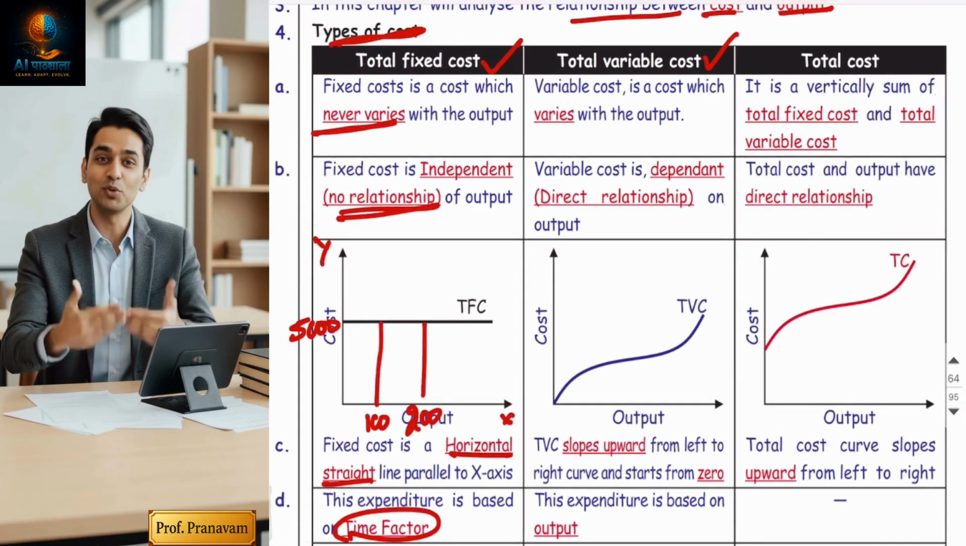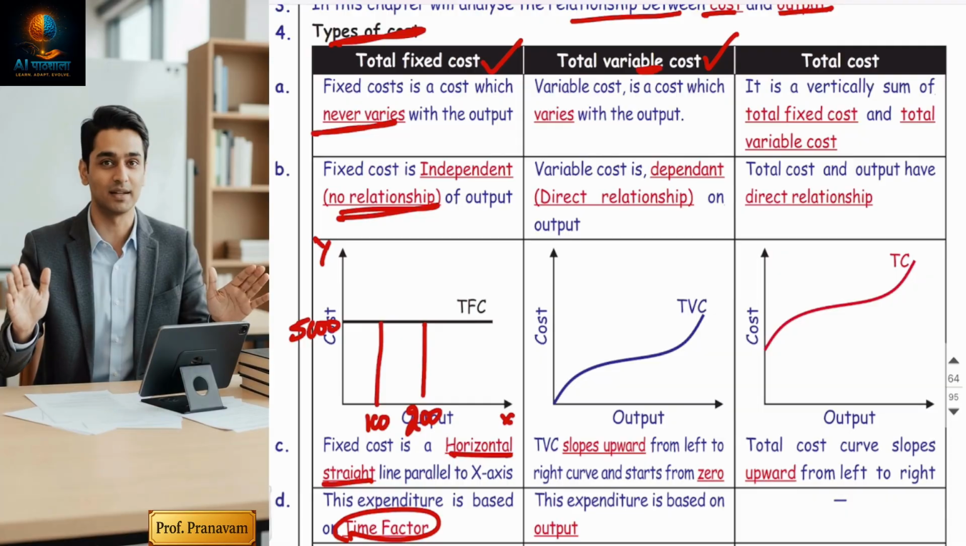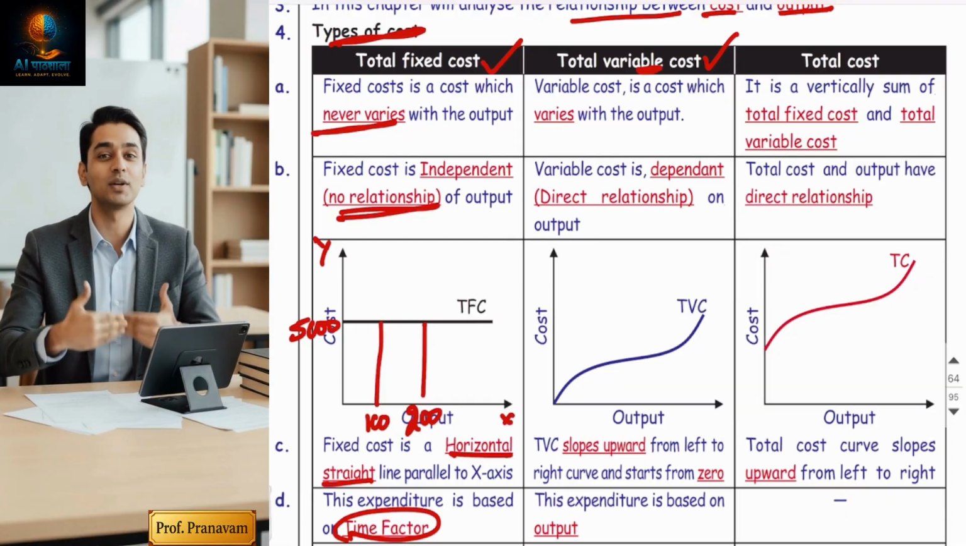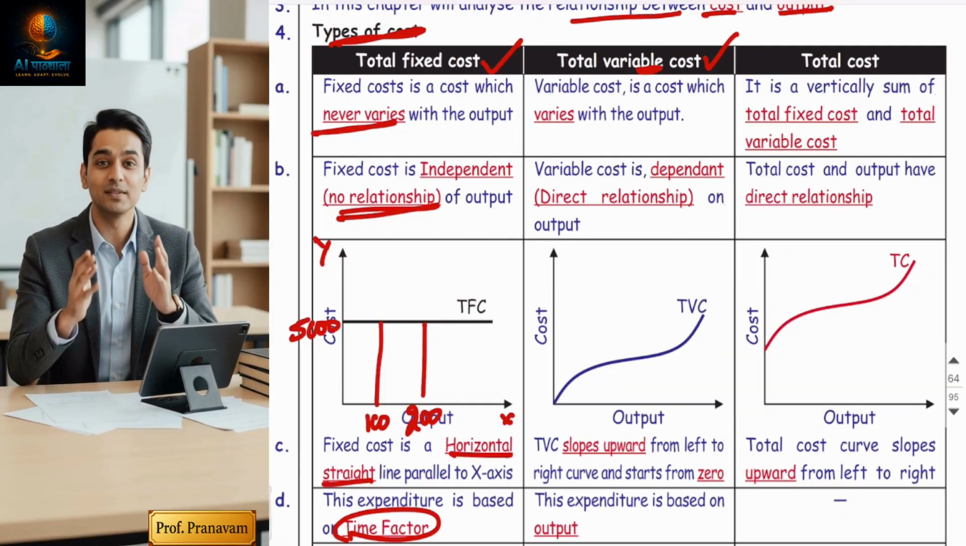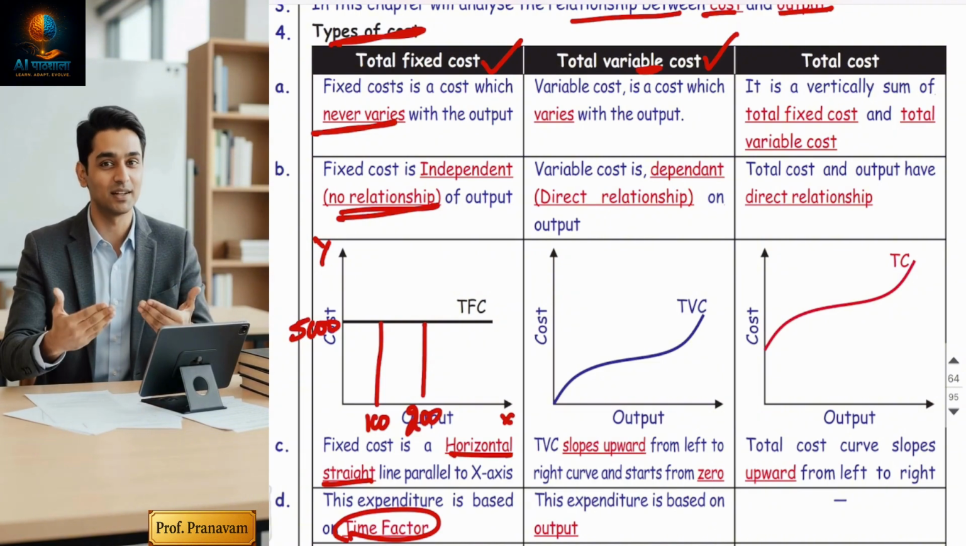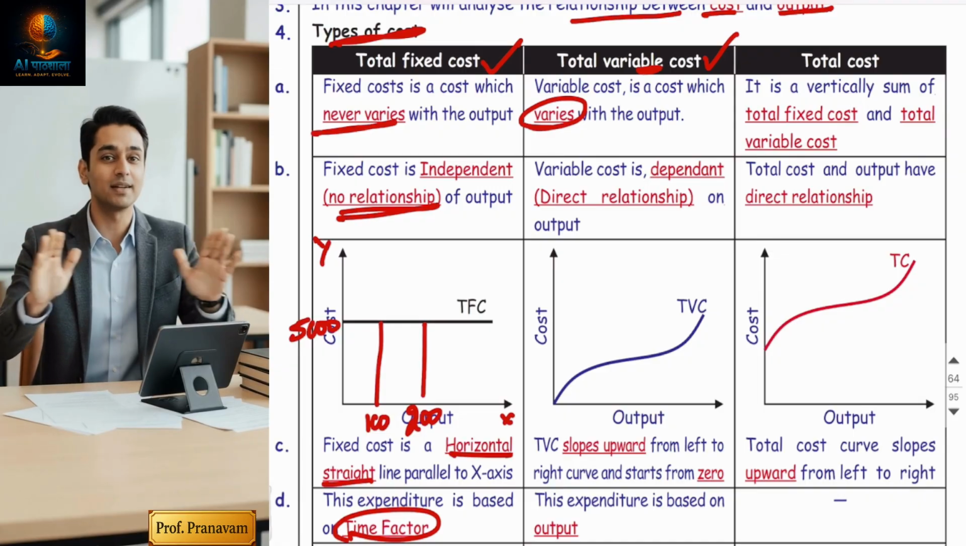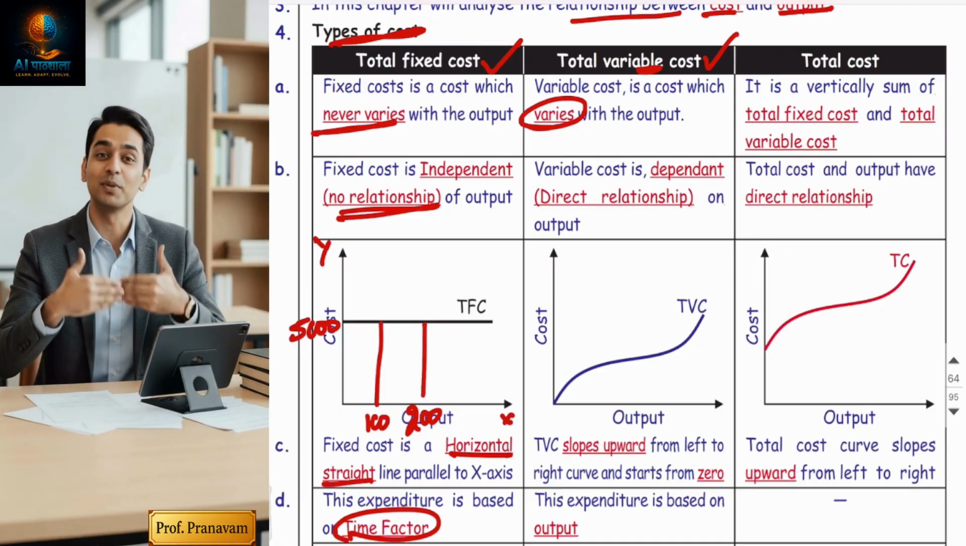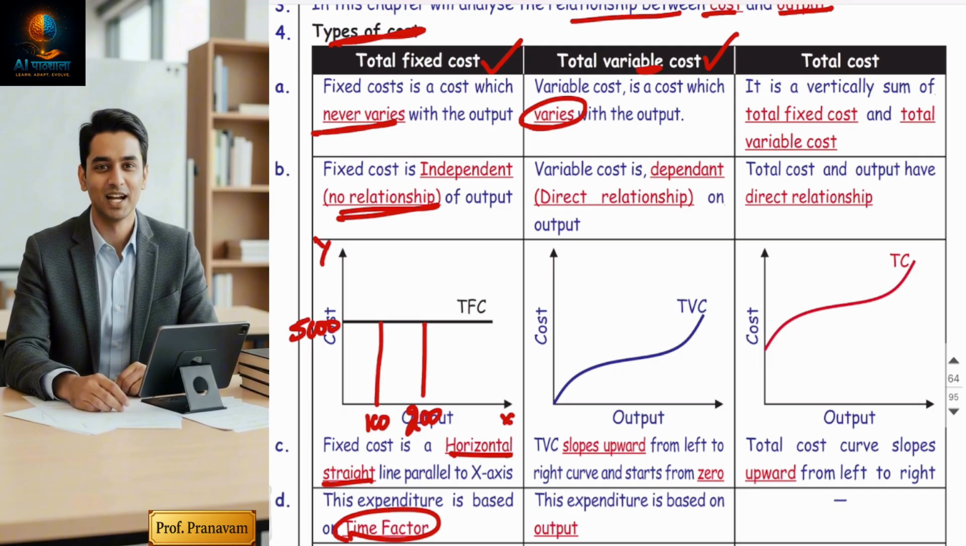Now, see the comparative way. Then, sir, what is variable cost? Guys, variable cost is that cost which keeps on changing with the output. That's what is called variable. The variable cost is a cost which varies with the output. If you want to conduct more output, more production, your cost will increase.